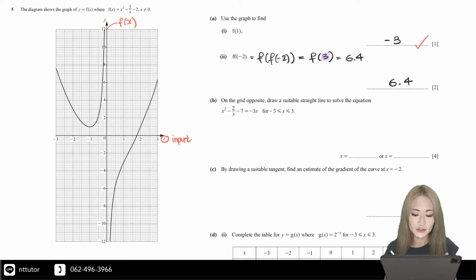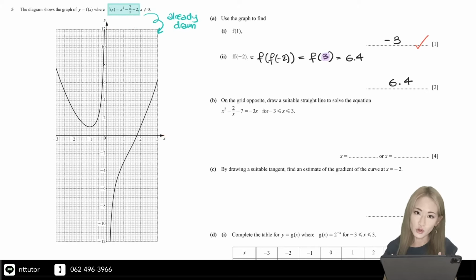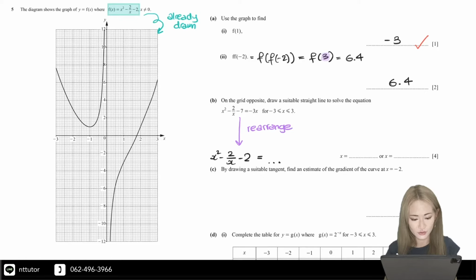B. On the grid opposite, draw a suitable straight line to solve the equation x squared minus 2x minus 7 equals minus 3. We already have the graph of the function drawn on the diagram. So in order to draw just one more suitable straight line, we need to rearrange that equation so that one side of the equation is the function that we already drew.